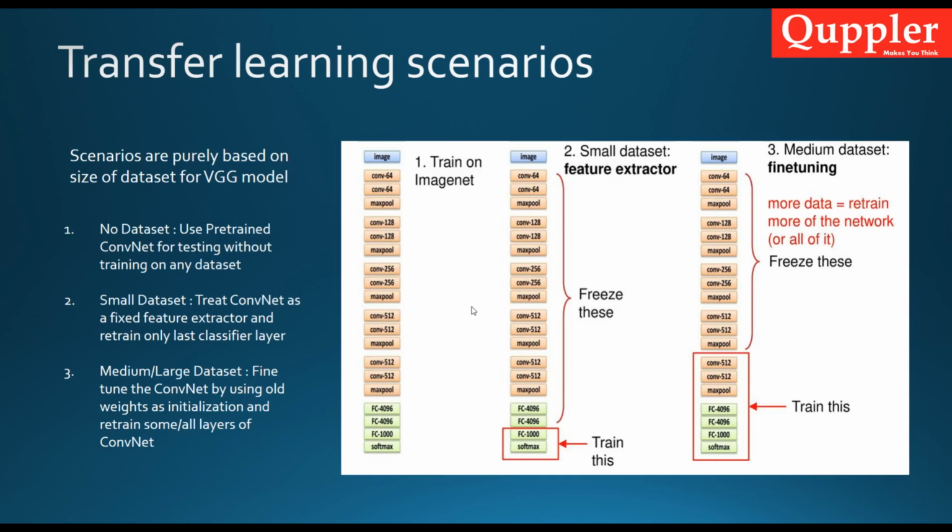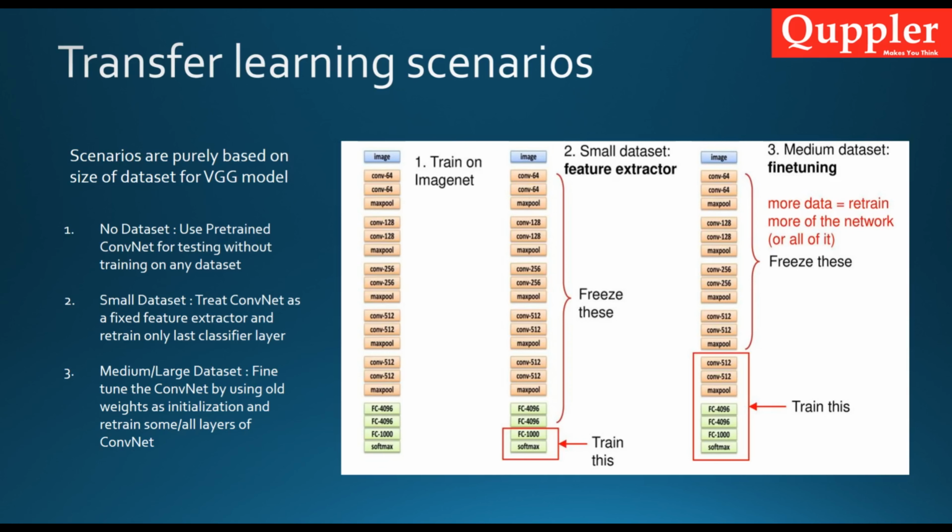The second scenario is based on a small data set, and we call it a feature extractor. What does that mean? For example, you have two different folders, let's say cat and dog. In our scenario, we're going to have four different folders: cat, dog, horses, human, and each folder would have 100 or 150 images, depending on the capacity of the images you want to use.